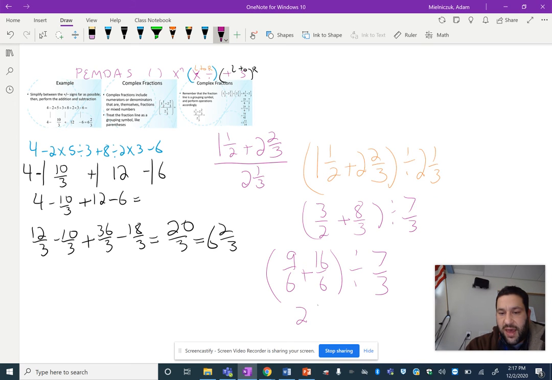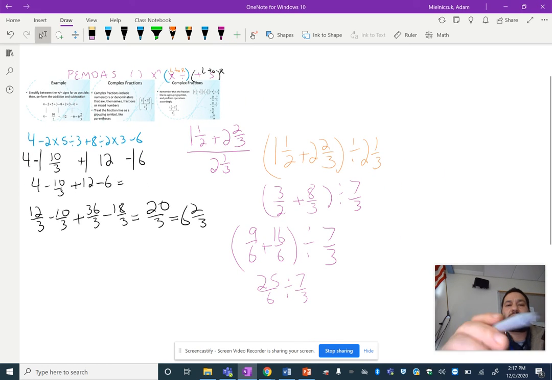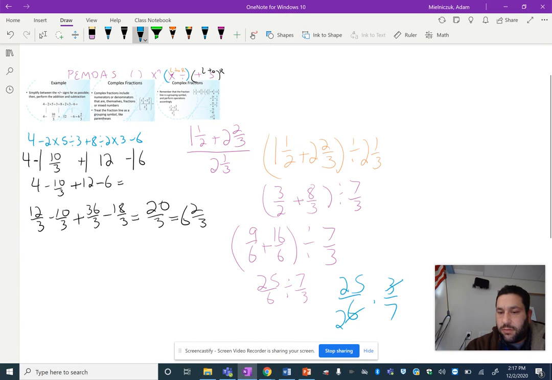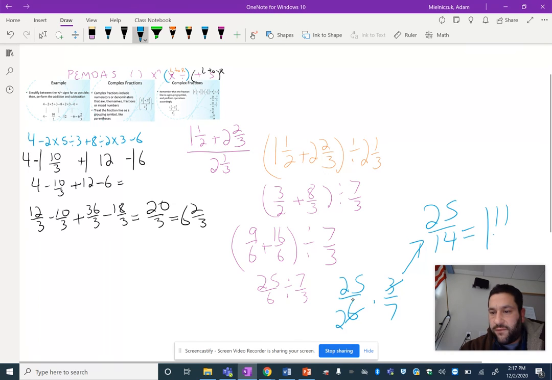So what are we going to have? We're going to have 25 over 6 divided by 7/3, which we can rewrite as multiplication. So now we can say we have 25 over 6 times 3 over 7. So see, these cancel out. So I am left with an answer of 25 over 14. Let's see, which would be, I'll have 1, and what will I have left over? 11/14.